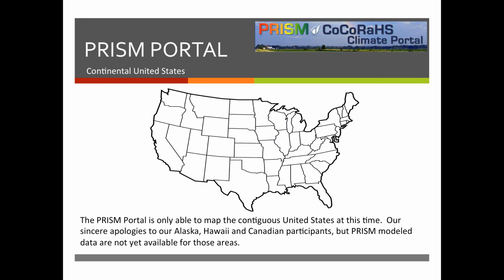And does the PRISM portal cover all 50 states? Canada? What's the scoop here? There's bad news here for our friends in Alaska, Hawaii, and Canada. The PRISM normals have only been done for the lower 48 at this point. So the products that we're going to be showing today are good for the 48 contiguous U.S. states, but sorry, Alaska, Hawaii, and Canada at this time.